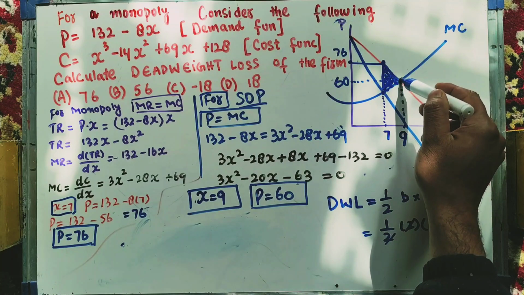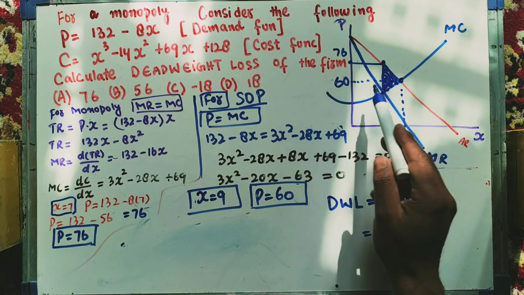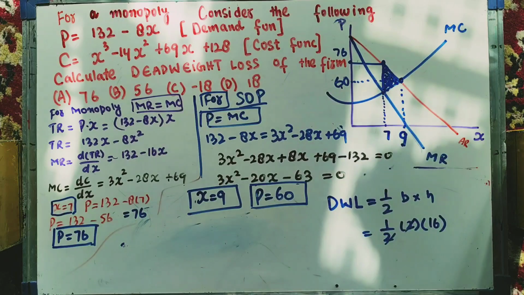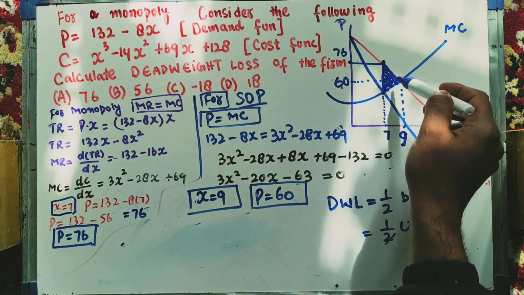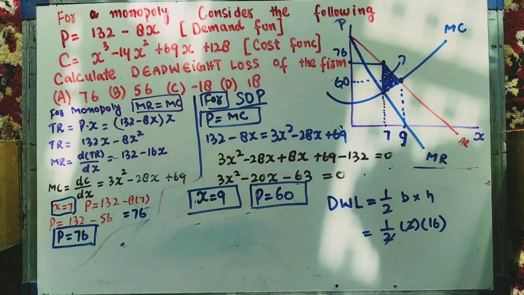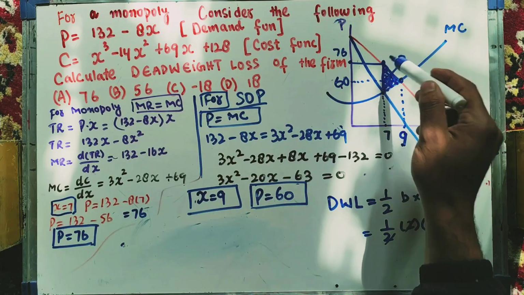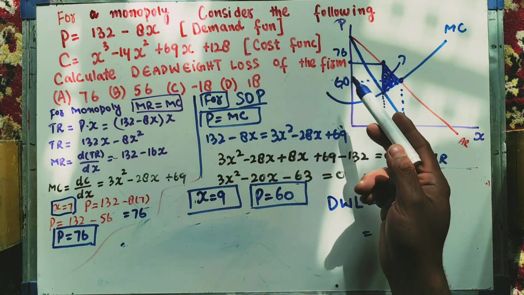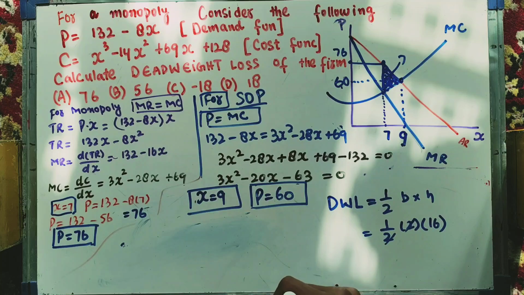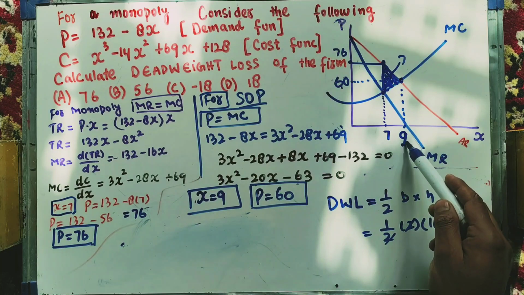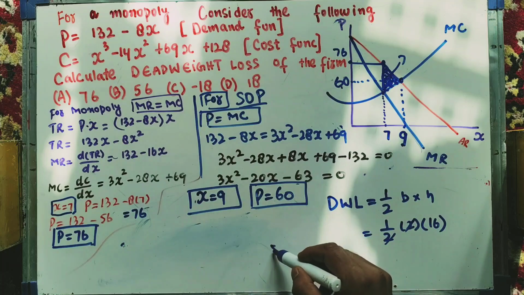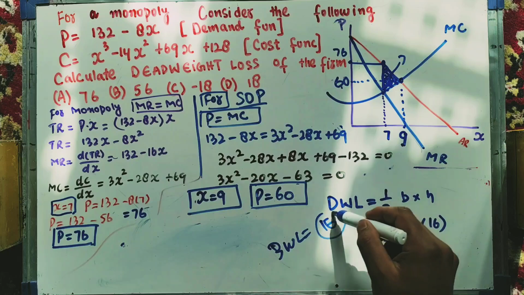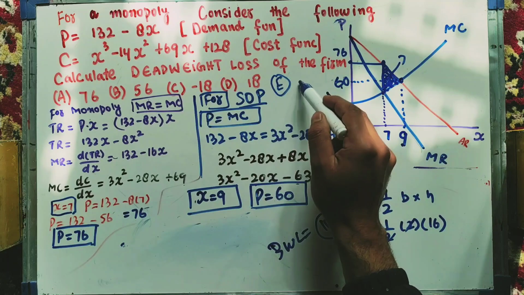So at the socially optimal point, we are producing 9 units of output at a price of 60. At monopoly, we are producing 7 units at the price of 76. Now the area will be the deadweight loss, the efficiency lost due to imperfect competition. I am getting 76 minus 60, which is 16. Area of a triangle is base into height, so the base is 9 minus 7, which is 2. So deadweight loss is equal to 16 here. So I am getting 16 here.